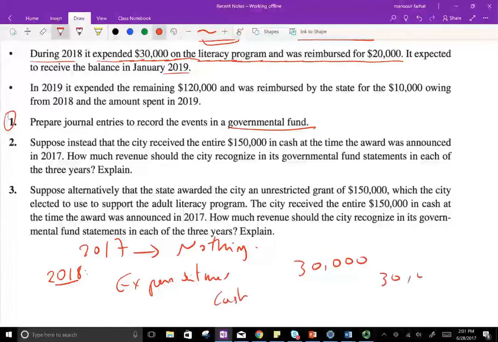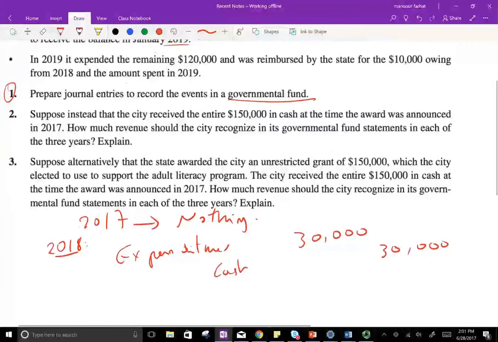You're saying now, hold on a second. I did not even receive the cash yet. Why am I spending cash? Because you did incur the cost on the program. You expended the $30,000. Now bear in mind, this is a revenue expenditure type of deal. As soon as I spend the money in a reimbursement grant, I can recognize the revenue.